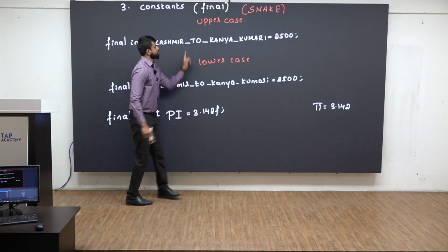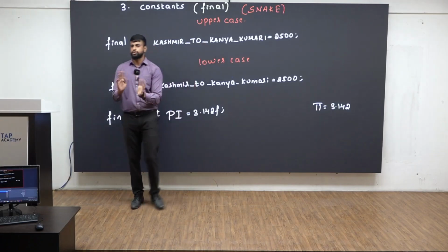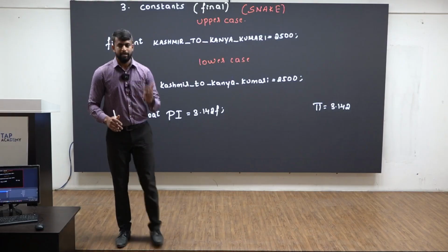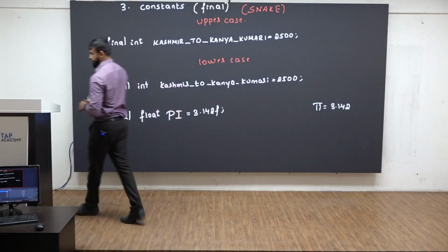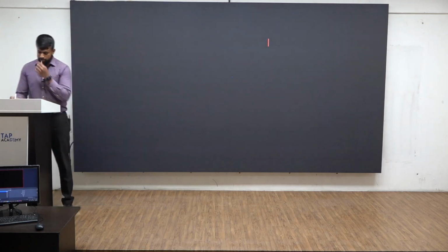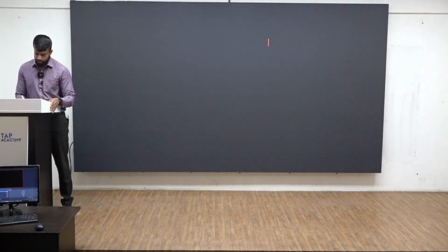If you have multiple words, you should use underscores between those words. This is uppercase and lowercase snake convention. Got this much? Great. Now let me proceed further. There is one more case or one more convention.